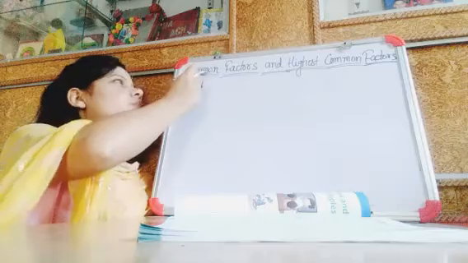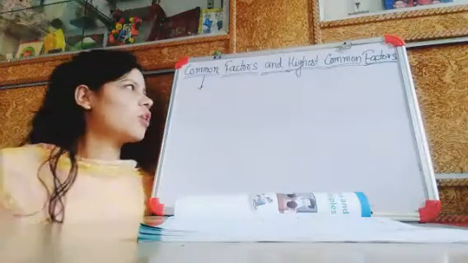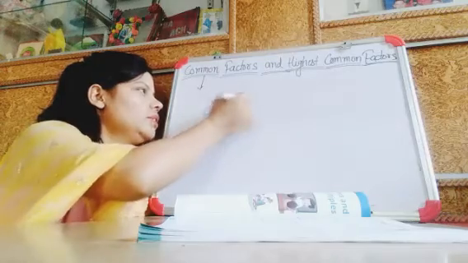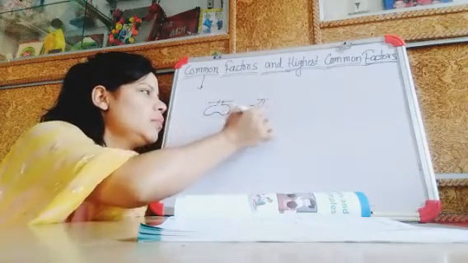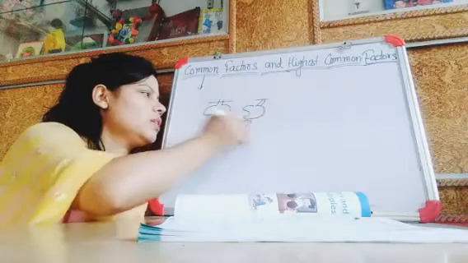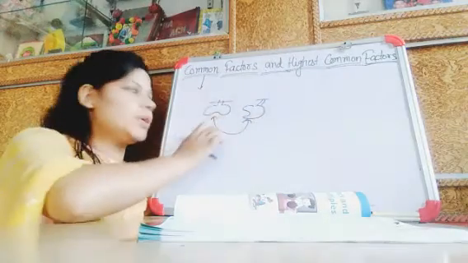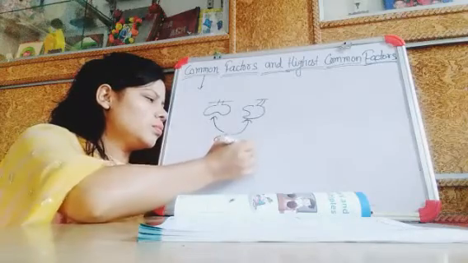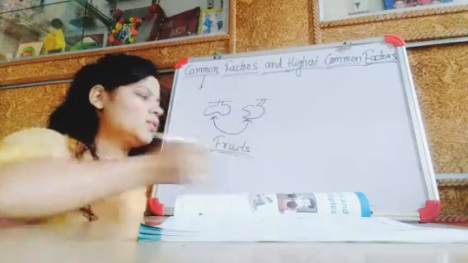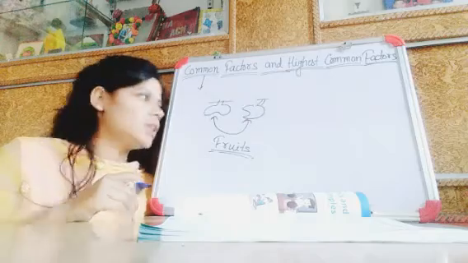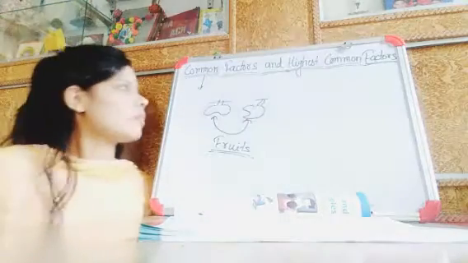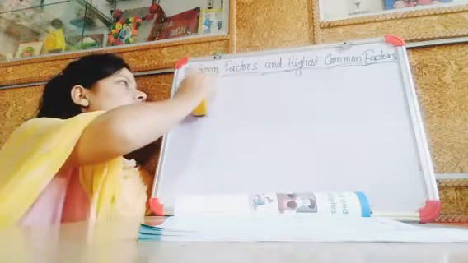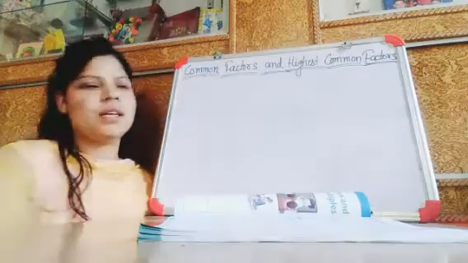You already know the meaning of common. Suppose this is an apple and this is a mango. If I ask you what is common between these, both are fruit. Similarly, in common factor, we already read the meaning of factor.